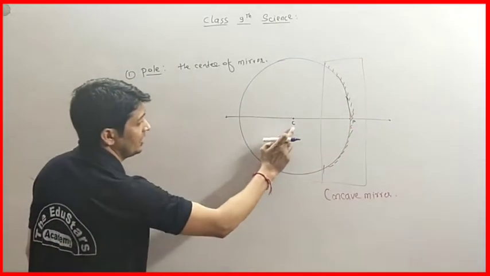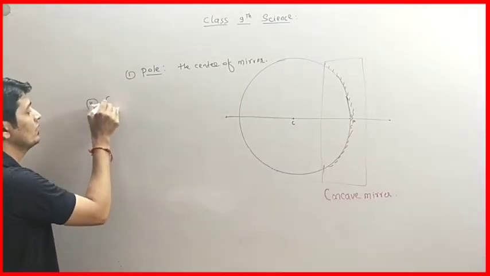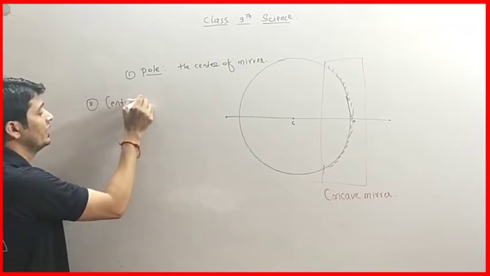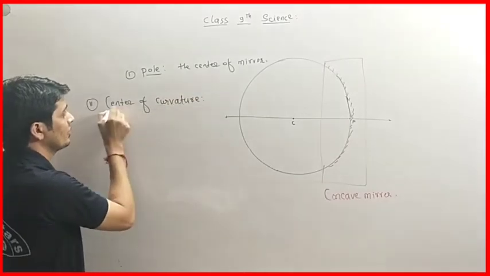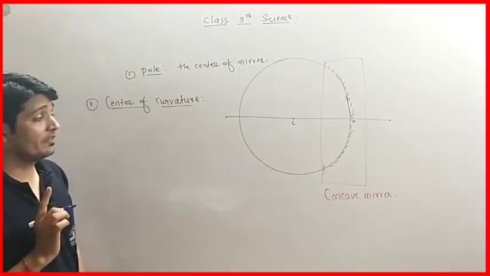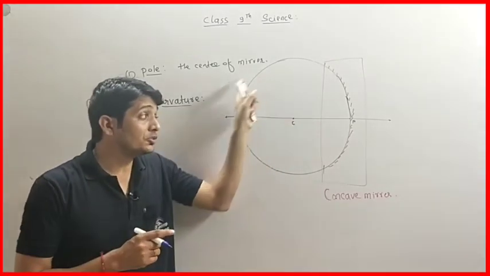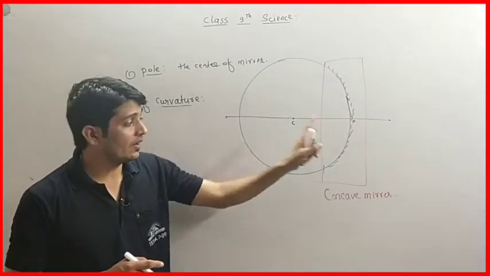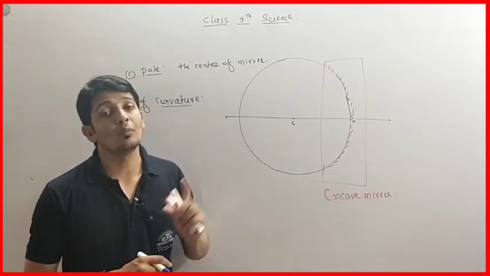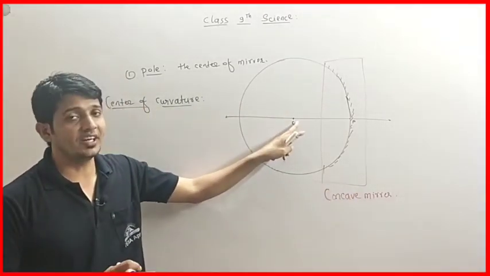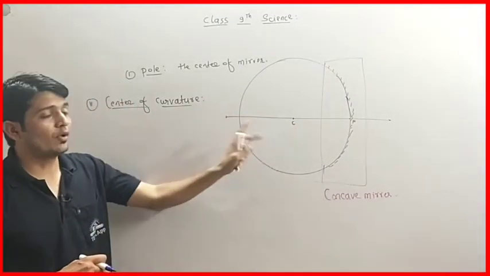Next we have C, that is center of curvature. So what is center of curvature? It is the center of that sphere. ये उस स्फीयर का पार्ट है from where this mirror is formed. जहां से हमने ये कॉन्केव या कॉन्वेक्स मिरर को फॉर्म किया है, ये उस स्फीयर का सेंटर है. That center of that sphere acts as the center of curvature for the mirror.